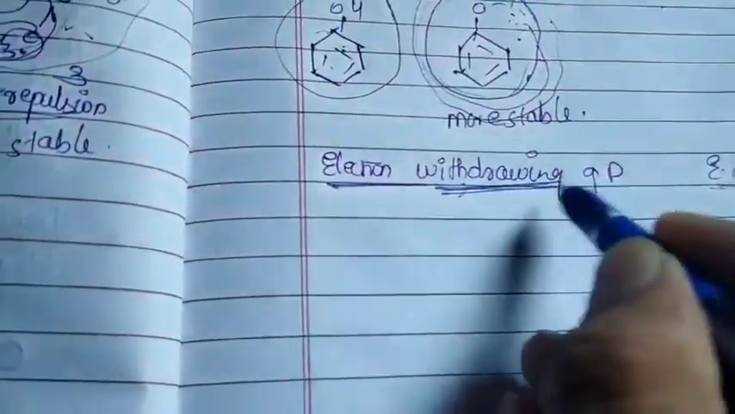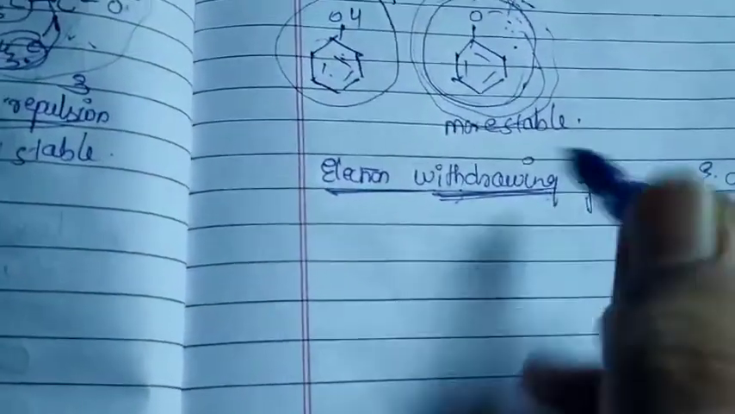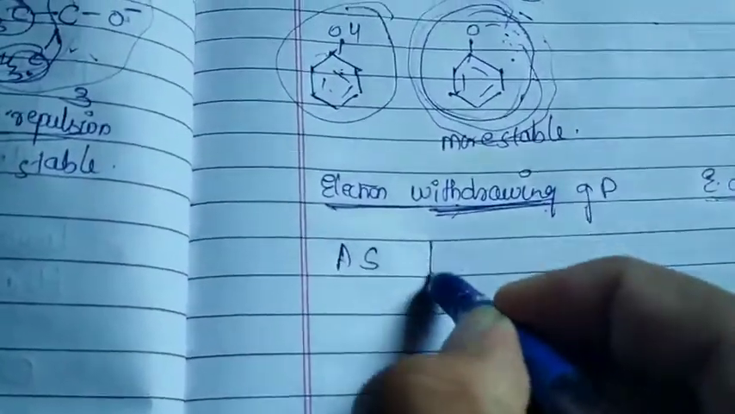So for that reason, we say whenever an electron withdrawing group is present in a phenol, the acidic strength increases. Are you able to understand?